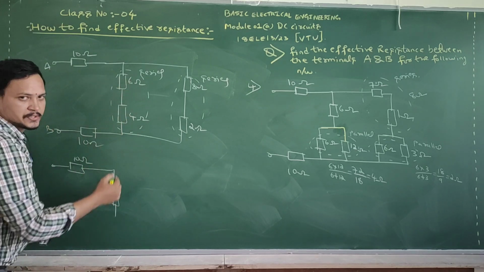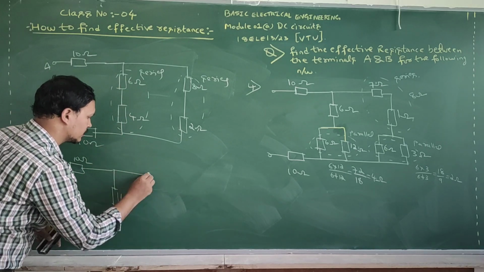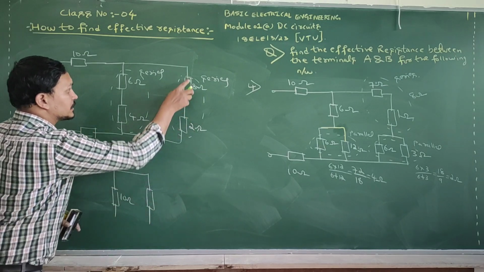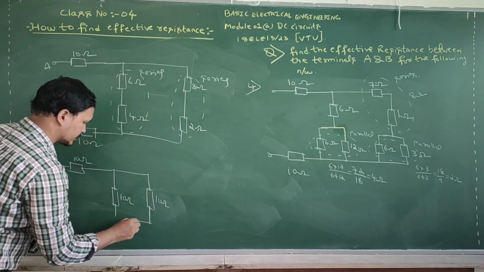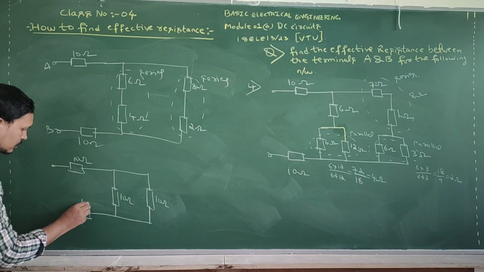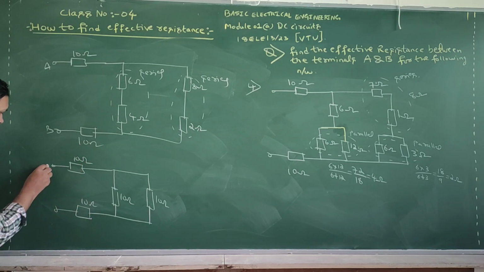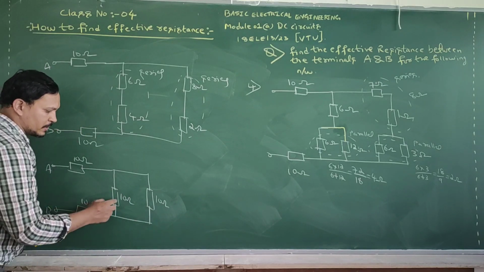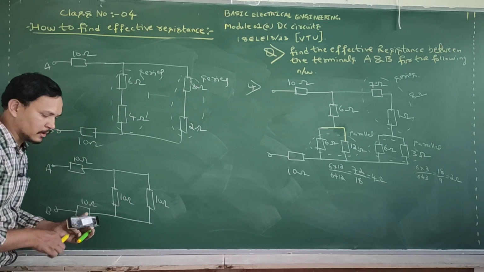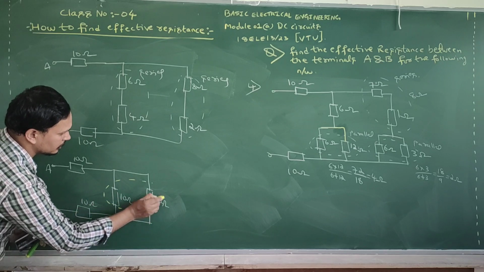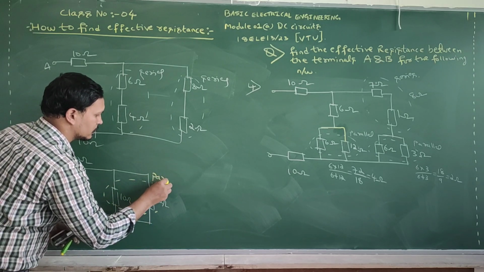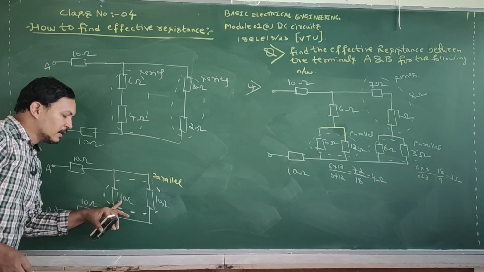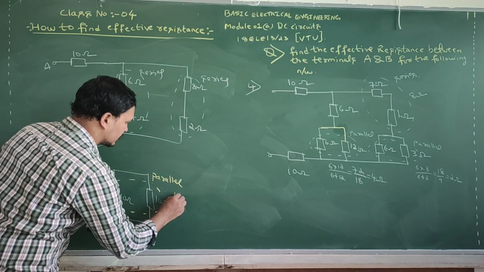What is the answer? 6 plus 4? 10 ohms. 8 plus 2? 10 ohms. And this 10 ohms, terminals A and B. Now this 10 ohm and 10 ohm are connected in what? Parallel. So these two are connected in parallel. Okay, parallel identical elements.